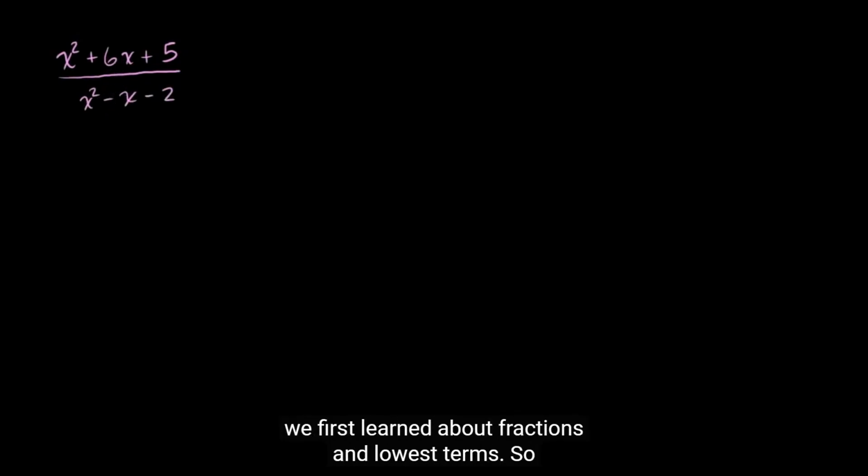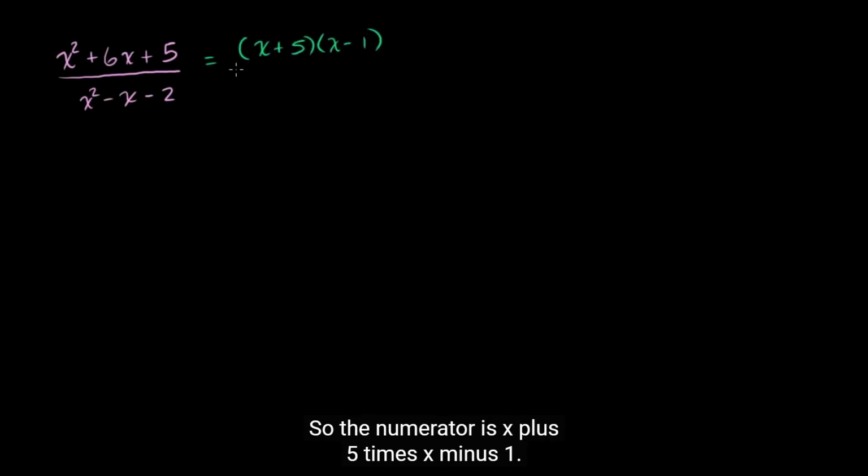So if we factor the numerator, what two numbers, when I multiply them equal 5, and when I add them equal 6? Well, the numbers that popped into my head are 5 and 1. So the numerator is x plus 5 times x plus 1. And then for our denominator, two numbers that multiply to negative 2 and add to negative 1. Negative 2 and positive 1 pop out of my head.